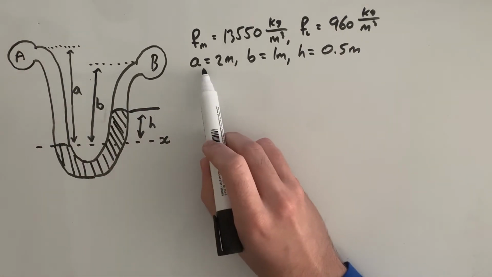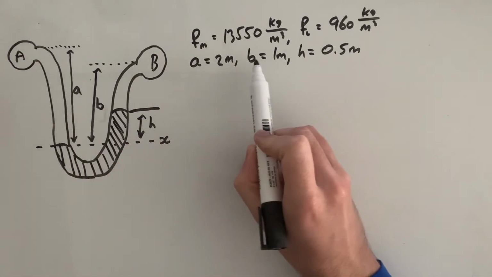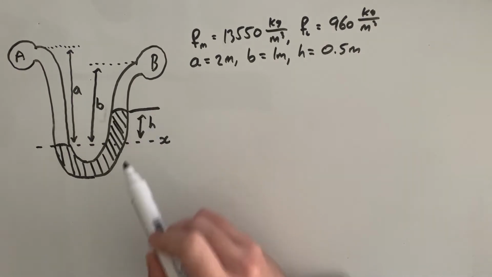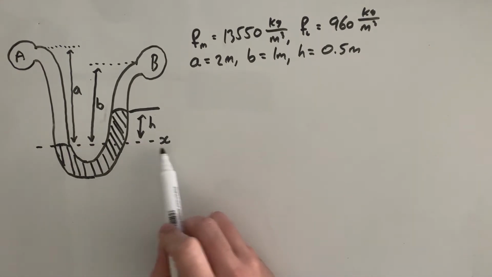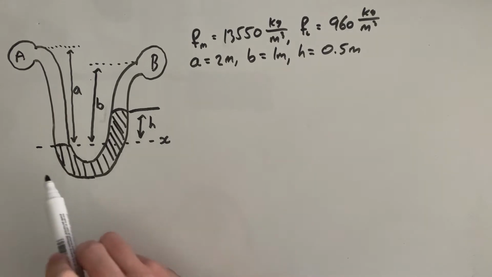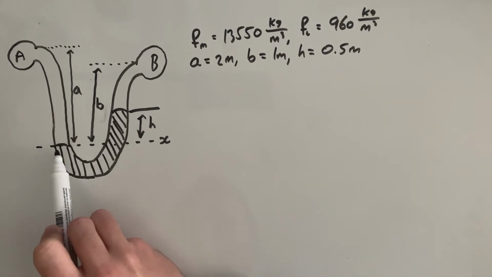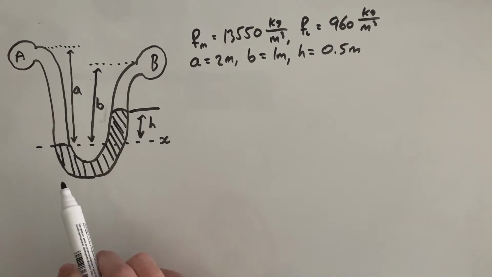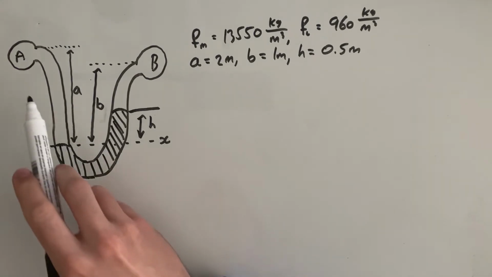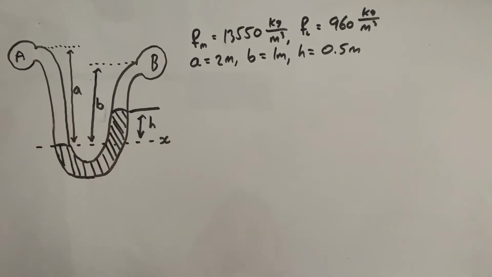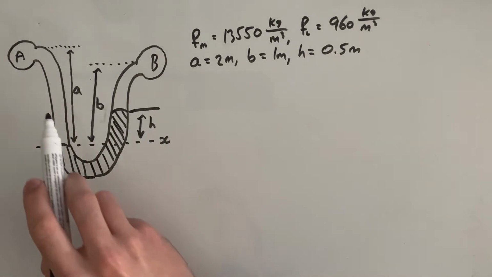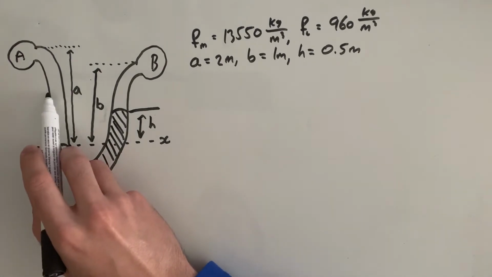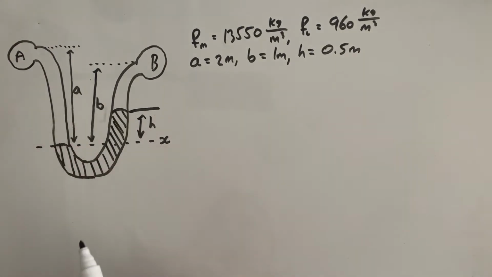We're given that A has a height of 2 meters, B has a height of 1 meter, and H has a height of 0.5 meters from X, where X represents our datum, where we note that X is in line with this lower tip of the mercury. So essentially what we want to find is an expression for the difference in pressure between A and B. And to do that, we balance the pressure in the left arm and the right arm. So the pressure at X in the left arm has to equal the pressure at X in the right arm.